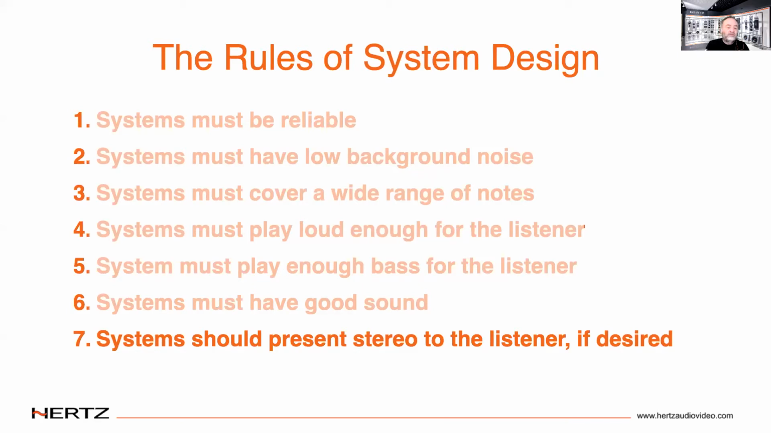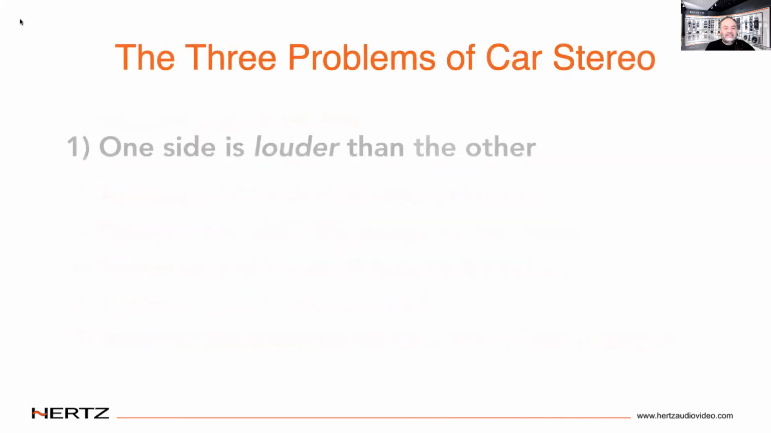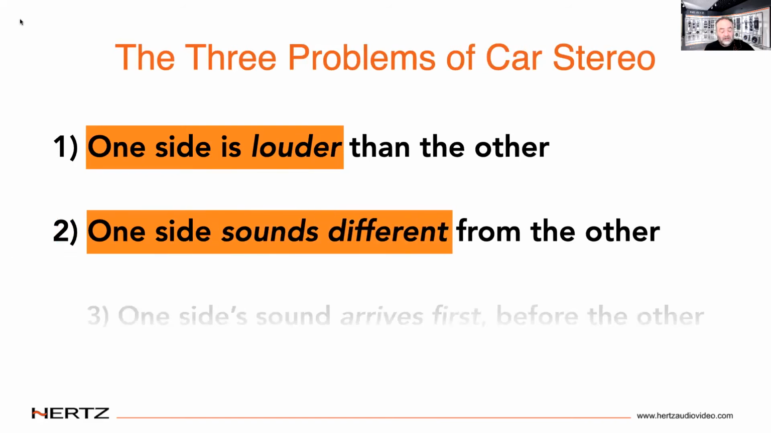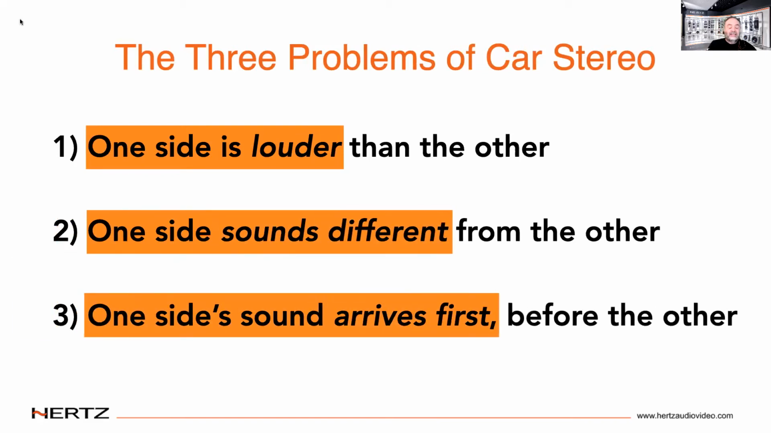And when we want to do stereo in a car, there are three problems we have to deal with, which I call the three problems of car stereo. They are that one side is louder than the other, one side sounds different than the other, and the sound from one side gets there first before the sound from the other side.